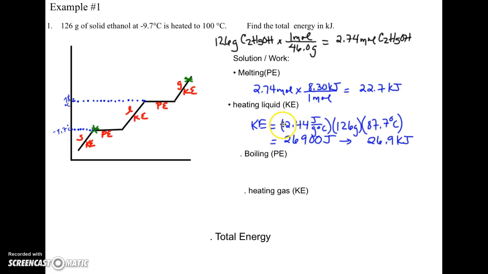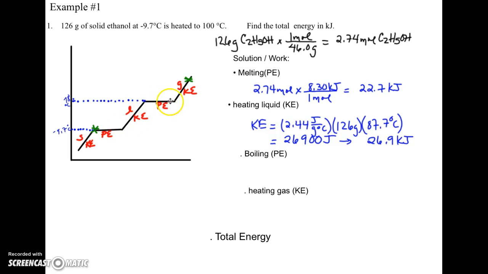Where do I find this value? This is on page 2 of that yellow packet you received in class, times the mass of the ethanol, which is 126 grams, times the delta T. The delta T would be the temperature differential between negative 9.7 and 78 degrees, which is 87.7 degrees C. I do that work, and I come up with 26,900 joules, which becomes 26.9 kilojoules. So I now have calculated the energy to heat my liquid ethanol.